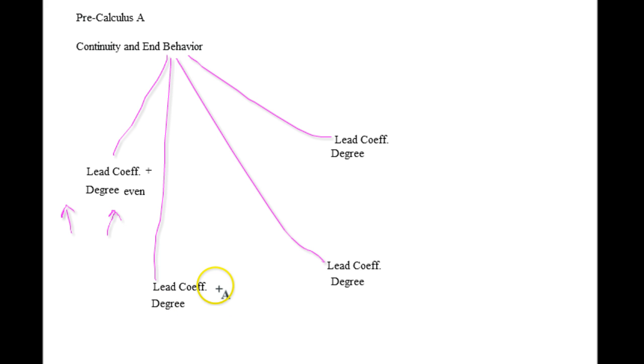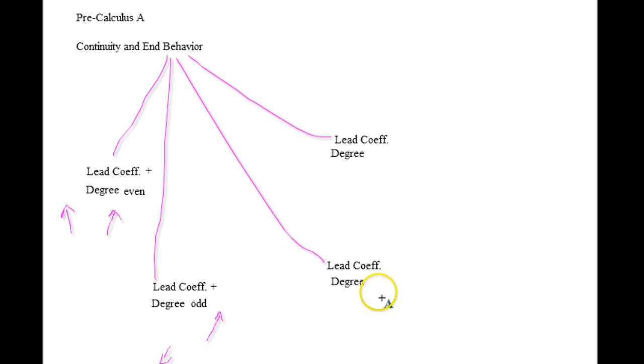Now if the lead coefficient is positive, but the degree is odd, in other words, 1, 3, 5, 7, you know those, my end behaviors are going to be going up into the right and down into the left. So down to negative infinity on the left and up to infinity on the right.